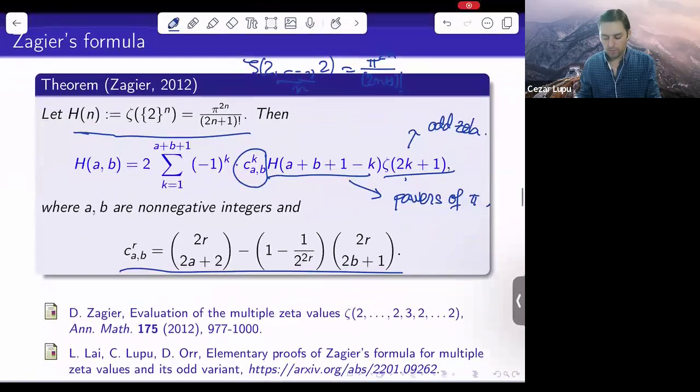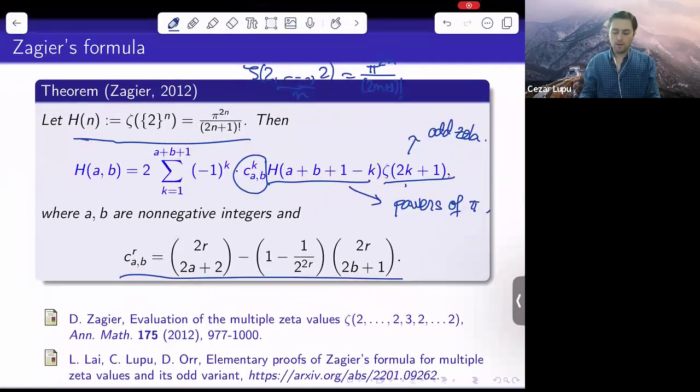But we managed to find another proof in collaboration with Li Lai and Derek Orr. This was actually two years ago, and the paper is still submitted. We found an elementary proof of Zagier's formula. In fact, we did even more. We found a proof for the odd counterparts, for what we call multiple t values.